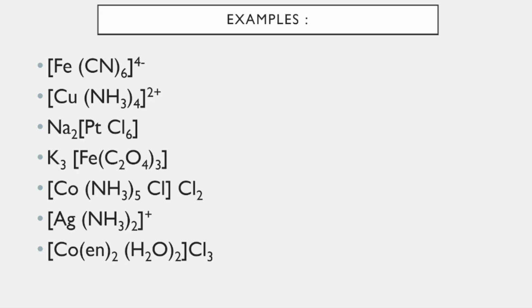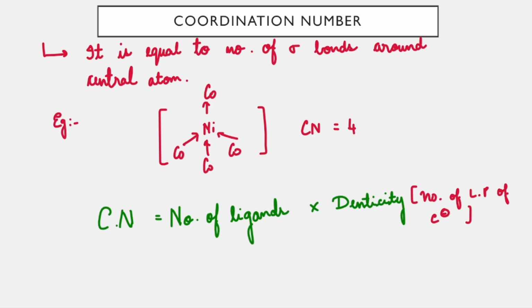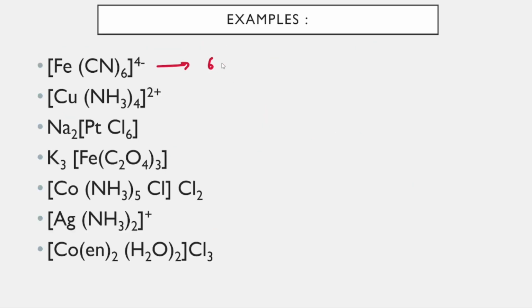The first example is [Fe(CN)6]4-. Here, to find the coordination number, we multiply the number of ligands into the denticity. The number of ligands is 6, into the denticity. CN is a monodentate ligand, so it will have a denticity of 1. So the coordination number for this compound will be 6, which is octahedral. Now let's proceed to the next. It's so simple, right, students?